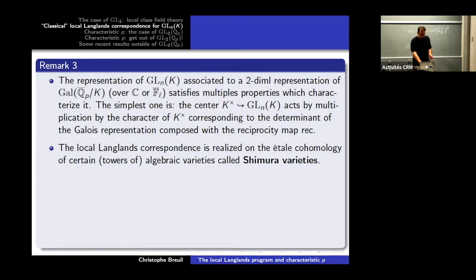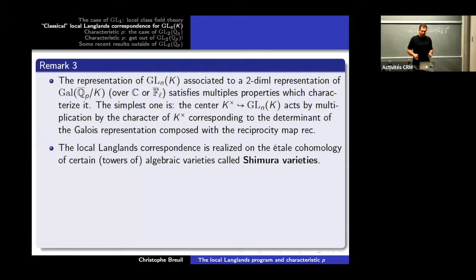Another important remark is that the local Langlands correspondence, which I defined sort of vaguely, purely locally, actually pre-existed in the sense that there are towers of algebraic varieties called Shimura varieties. You can take the étale cohomology, if you know what it is. These are cohomology groups where you have both an action of Galois and of GLN of K, which commute. You can decompose this cohomology according to the action of these groups, and you find exactly a representation of Galois tensor the corresponding representation of GLN.